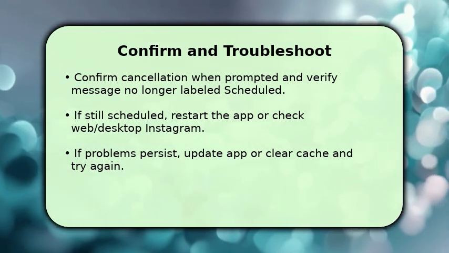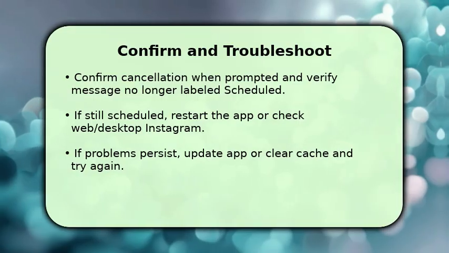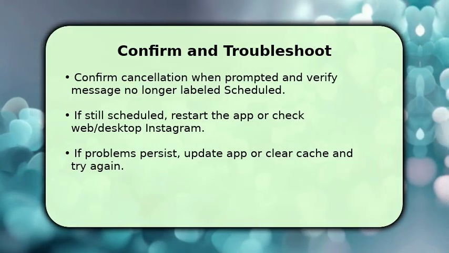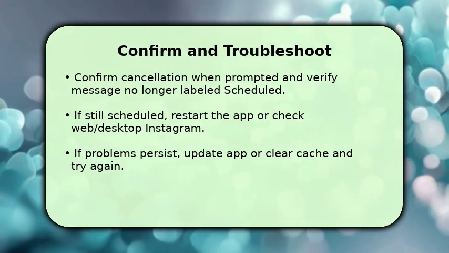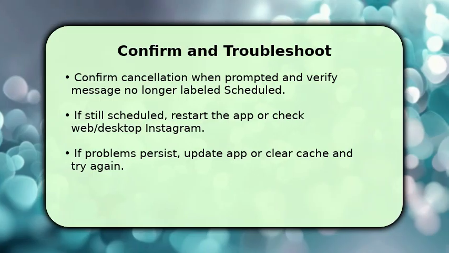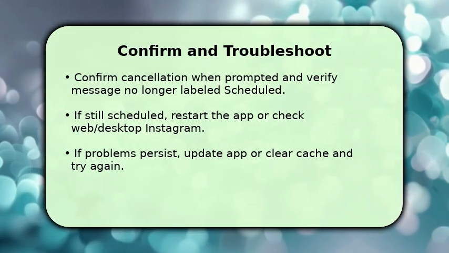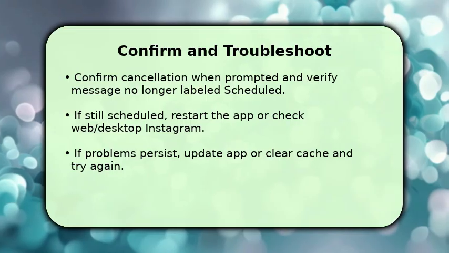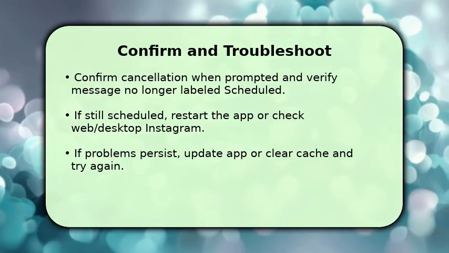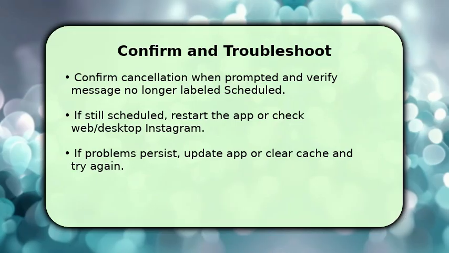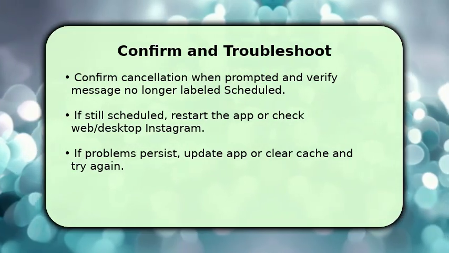If you still see it, force close and reopen Instagram or check the web/desktop version to sync status. Sometimes the UI lags. Make sure your app is updated and clear cache if cancellations fail repeatedly. Updates fix scheduling bugs. If cancellation still doesn't stick, reschedule a new message and immediately cancel it to force the server to sync.